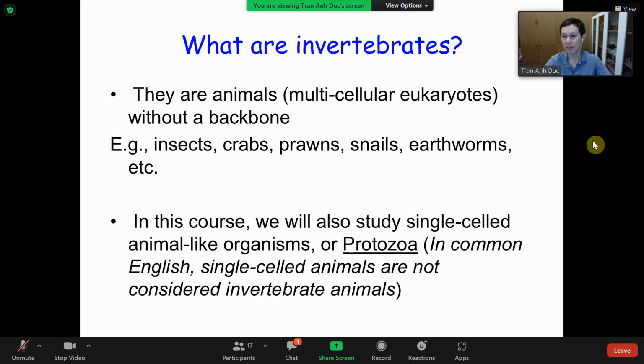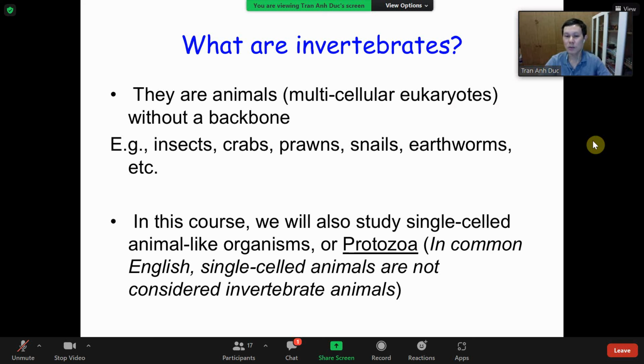Okay? So just bear in mind that this word in the Vietnamese language, protozoa, động vật nguyên sinh, or động vật đơn bào, these are not true animals, okay? The true animal has to be multicellular. But we also have to cover them here, because they have a connection with the true animals. So we also need to study protozoa.